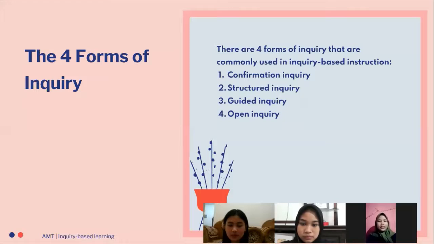3. Guided inquiry. Learners are only given a question. The main goal is to design the method of investigation and then test the question itself. 4. Open inquiry. Learners must form their own questions, design investigative methods, and then carry out the inquiry itself.